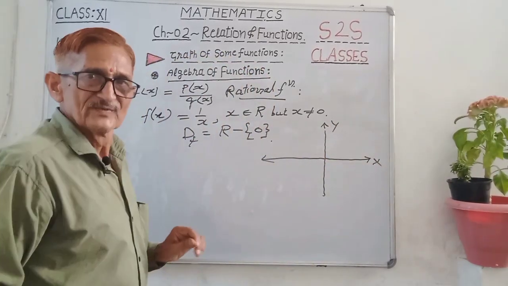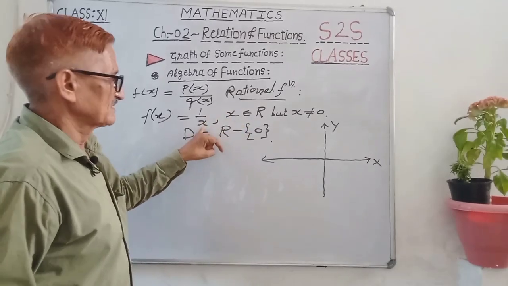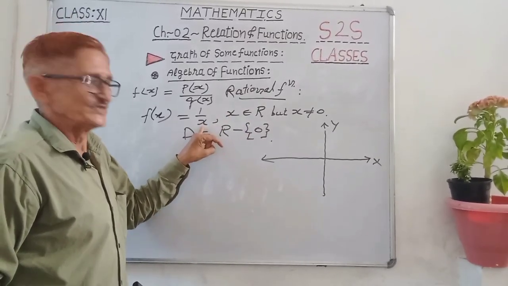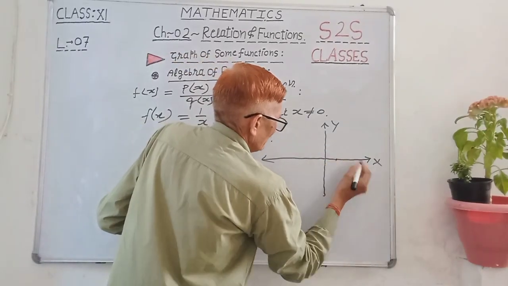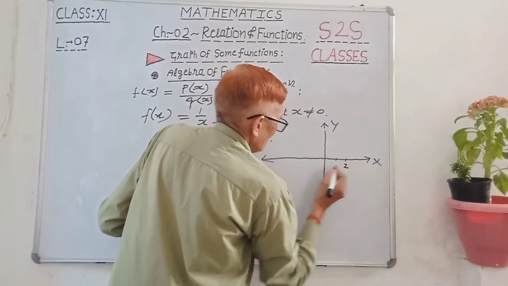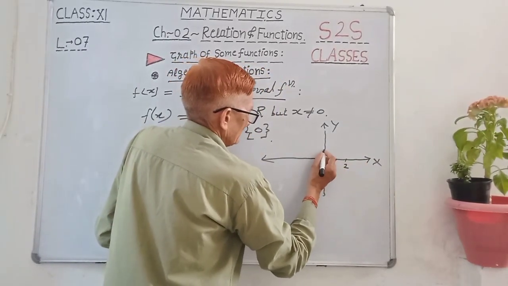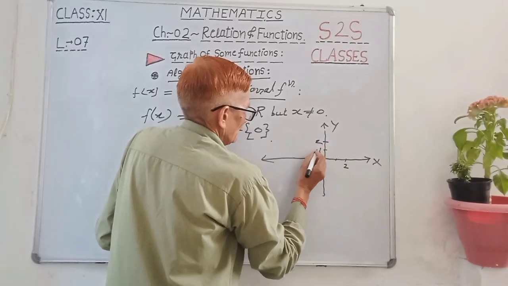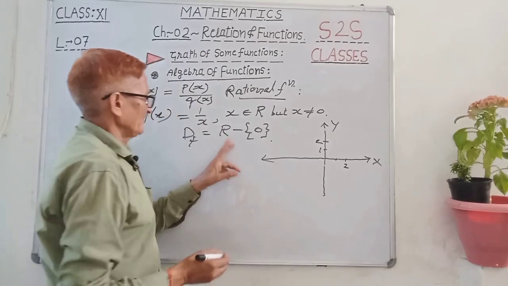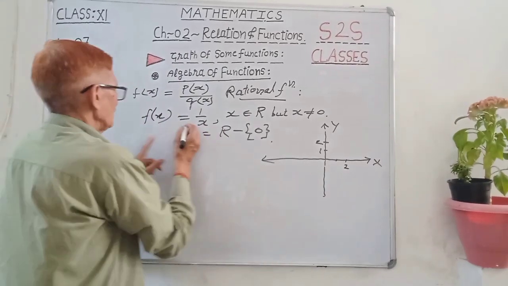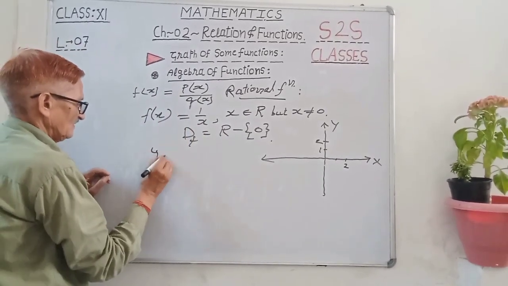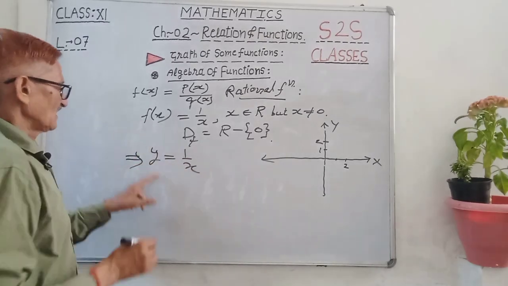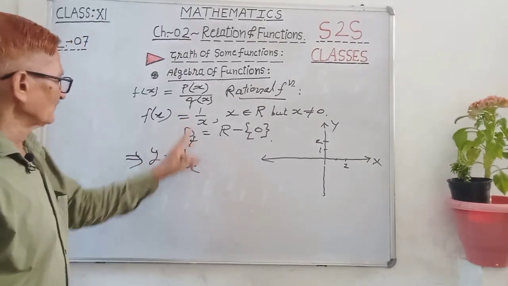Okay, graph. Now you see 1/x. If you are taking x is 2, then 1/2. If x is 1, then y is 1. If x is 2, then y is 1/2. So y is equal to 1/x. Okay, f(x) is called y is equal to 1/x.